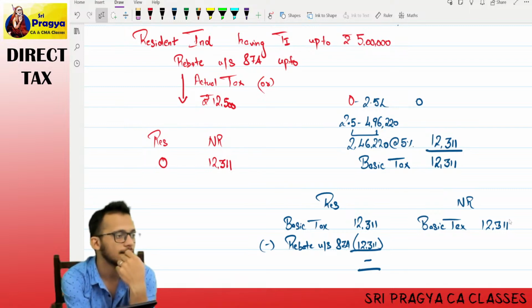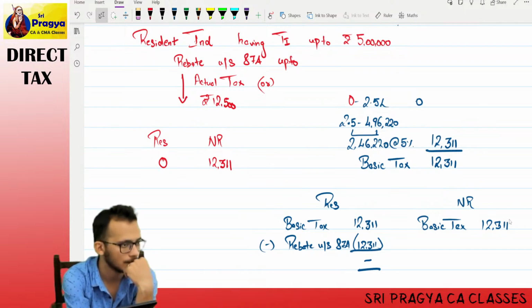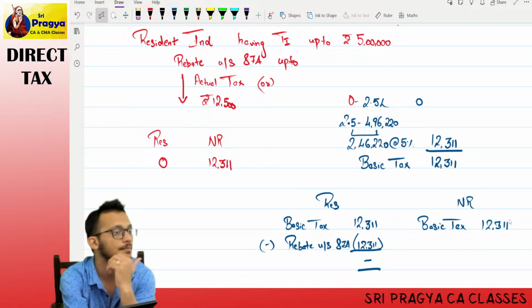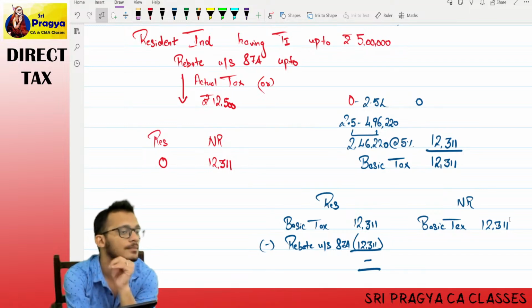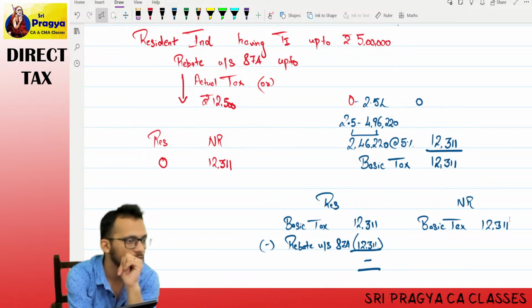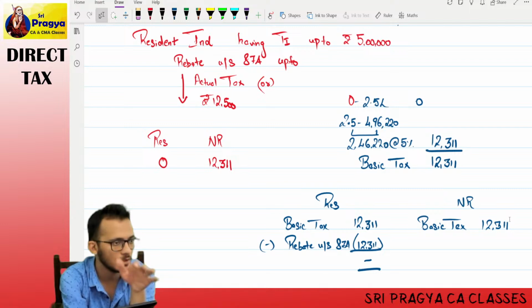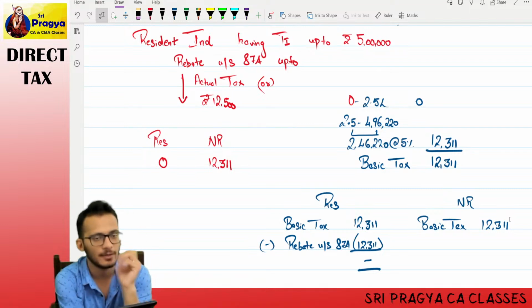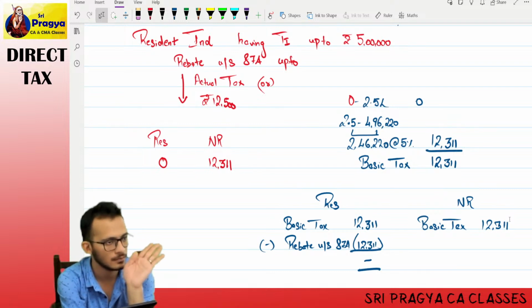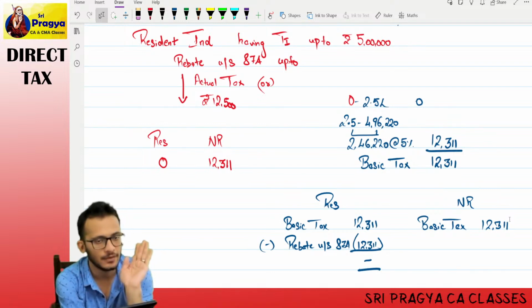What do you mean by non-resident? My question is very simple. You are Elon Musk. Resident, non-resident? Non-resident. Will you pay tax in India if you earn income from India? Yes. Now my question is very simple. You are a person, Elon Musk, earning in crores. Correct? Yes.